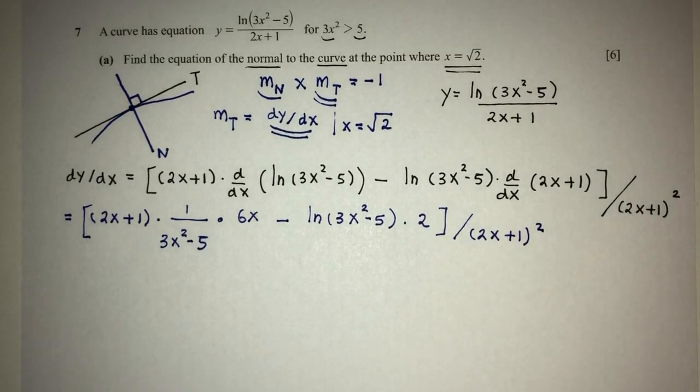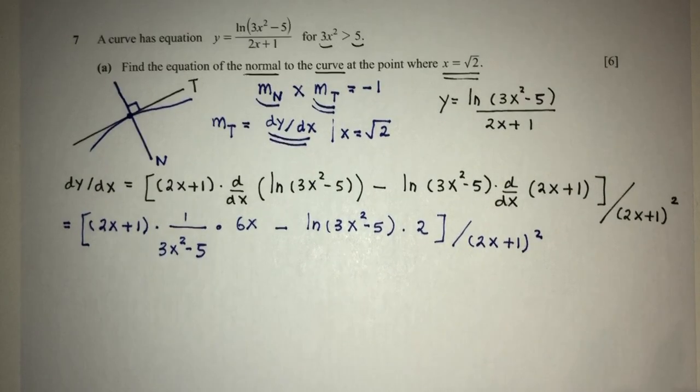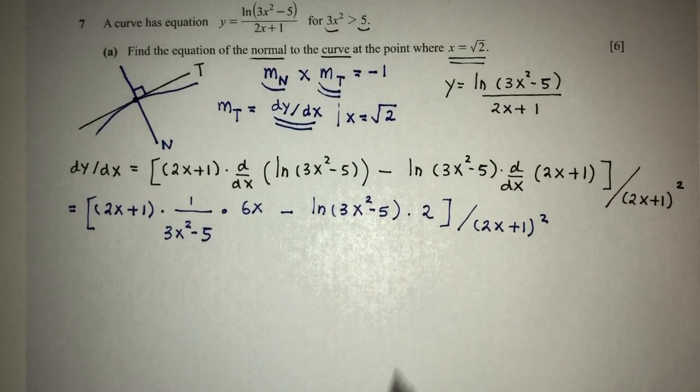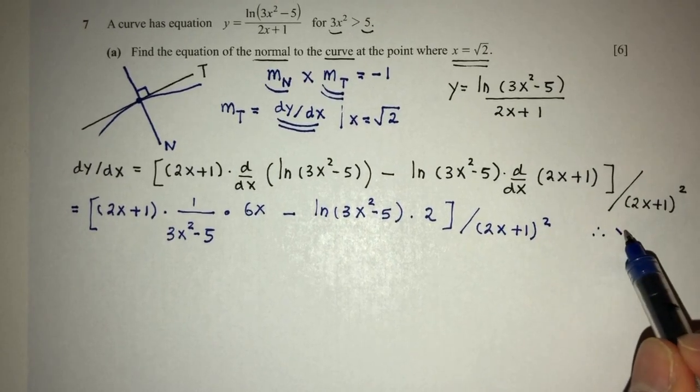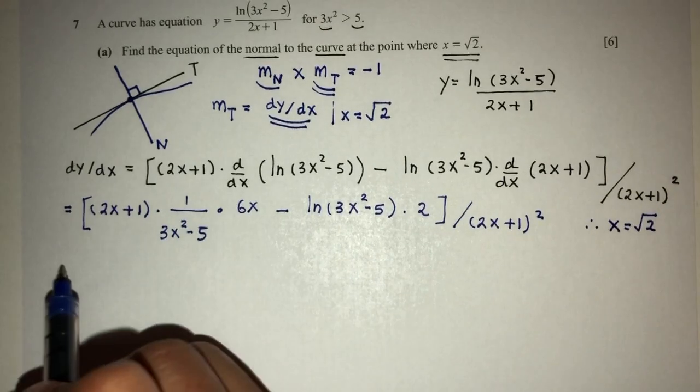Now, we can simplify if you want to, but the question is not asking us to find dy by dx. We know that we have to find dy by dx at x equal to root of 2. So let's just replace the values in the equation already. So at x equal to root of 2, let's find dy by dx. So let's replace the values here.